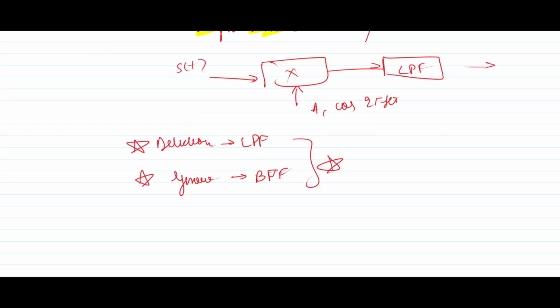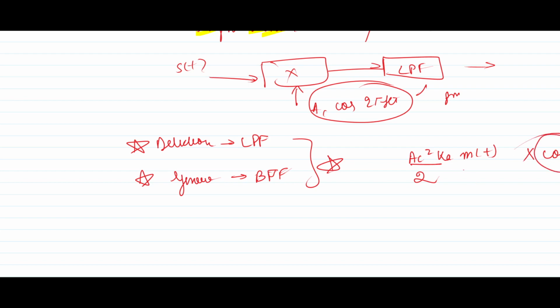Sometimes while you see the question, you get to know that this is a detector, this is a generator, only by seeing whether there is a low pass filter or a band pass filter. So after multiplying these two, multiplying the cos signals and passing through the low pass filter having frequency of fm, what you get is AC square Ka mt by 2 into cos of theta. This is what you obtain. And why is this cos theta? Because there is a phase difference between the carrier signal and the message signal.